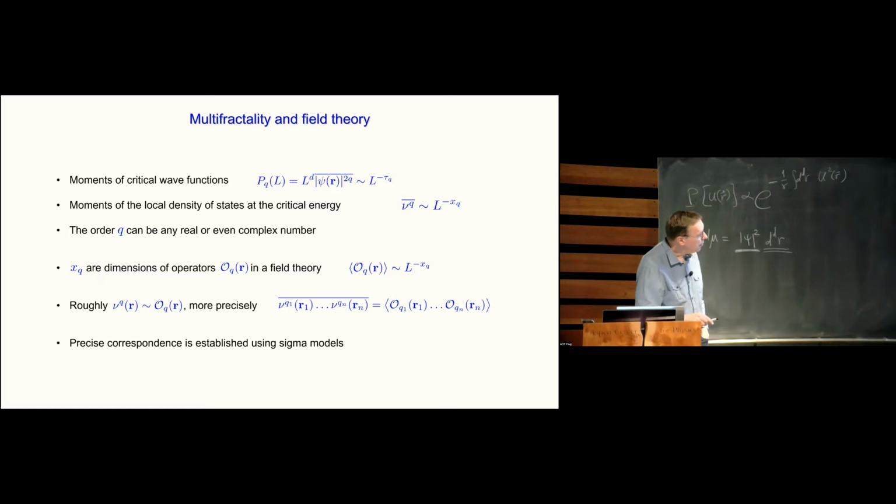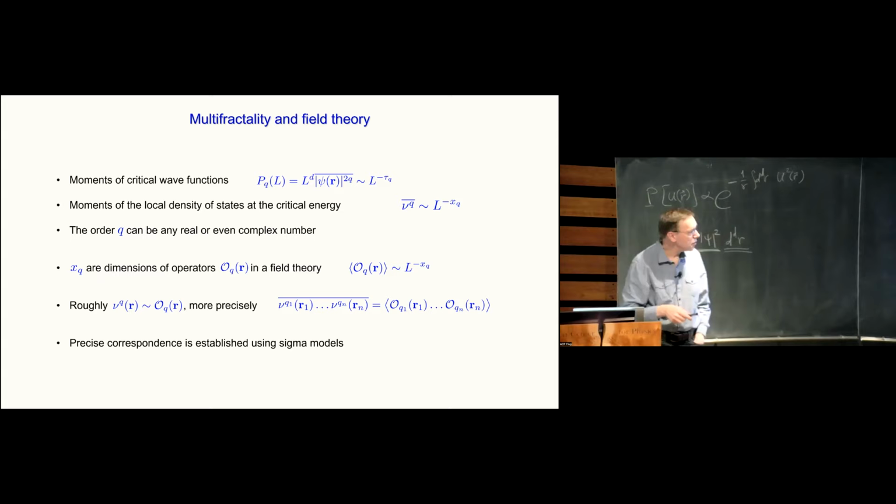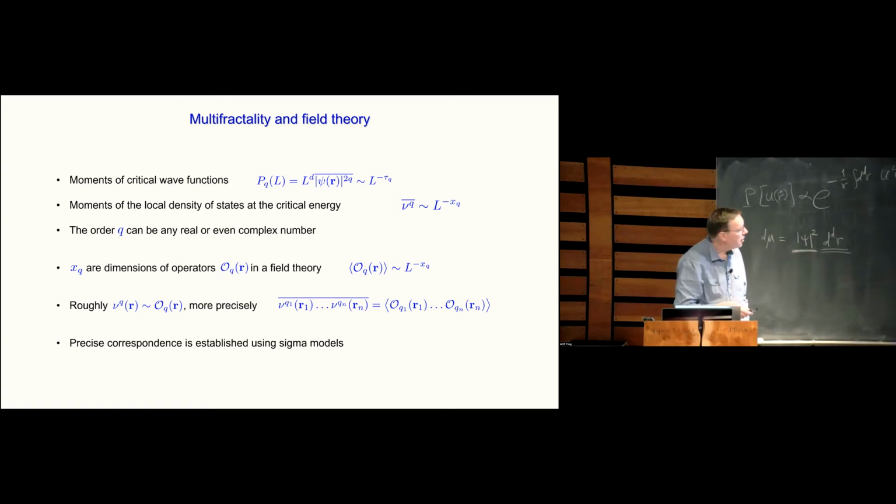When I say a moment, it's not meant to say that Q is an integer. Actually, the density of states, or the absolute value of the wave function, a positive number, you can raise it to any power, any real or even complex powers. This Q forms a continuum of labels. Therefore, we have a continuum of exponents, Q is a continuous spectrum of exponents, right?